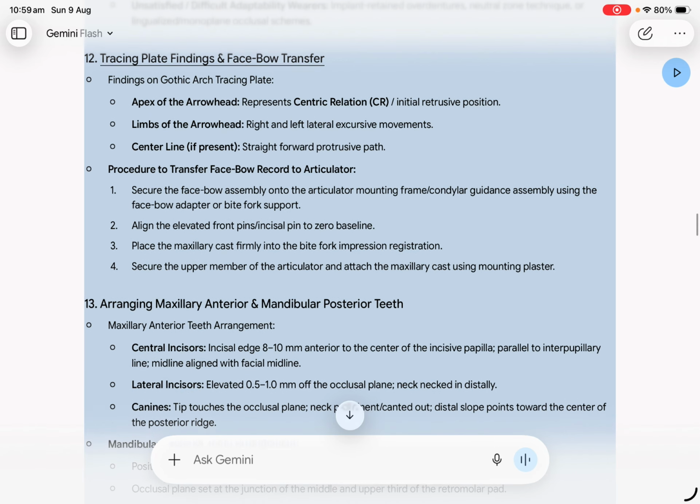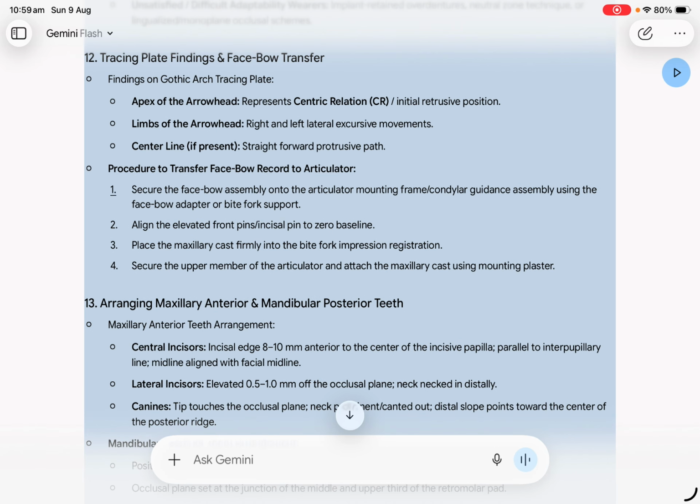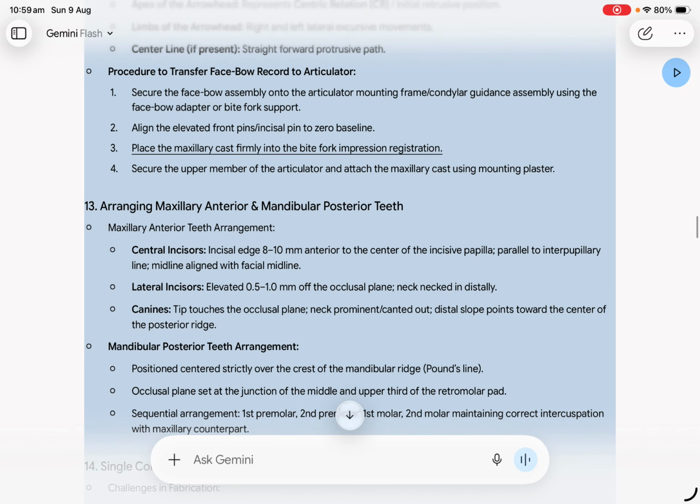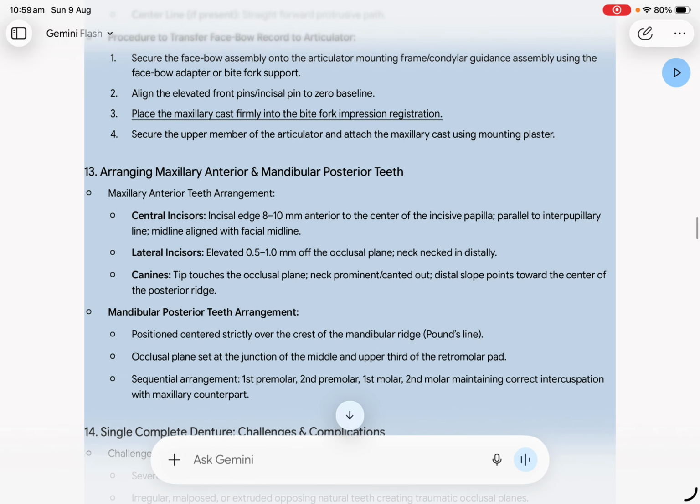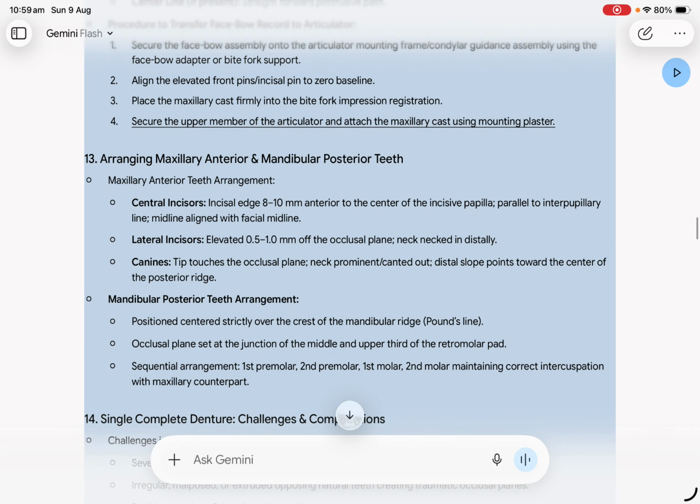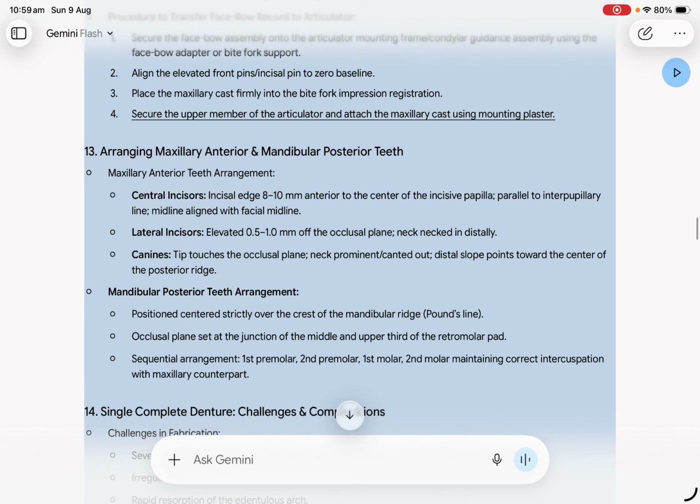Procedure to transfer face bow record to articulator. 1. Secure the face bow assembly onto the articulator mounting frame condyle guidance assembly, using the face bow adapter or bite fork support. 2. Align the elevated front pin's incisal pin to 0 baseline. 3. Place the maxillary cast firmly into the bite fork impression registration. 4. Secure the upper member of the articulator and attach the maxillary cast using mounting plaster.